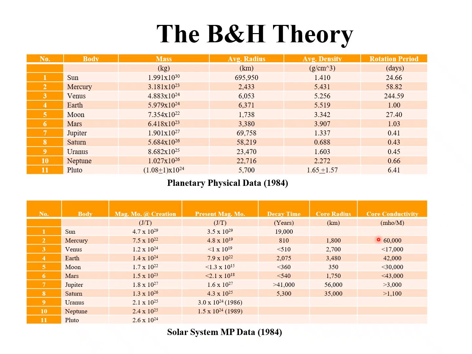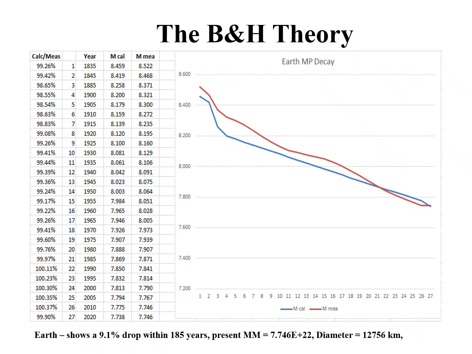Okay. All right, and here's the decay time we talked about, pre-recorded here. We don't have enough information on Uranus or Neptune in 1984. So those you can actually reverse, since we do have their present magnetic moment, at least in 86 and 89. You can reverse the formula and determine what those decay times are. You have the core radiuses, and then you have the core conductivities.